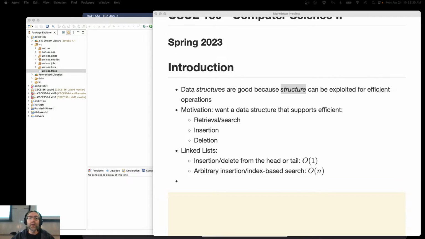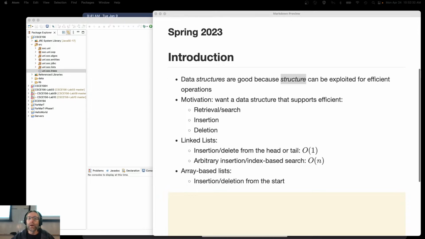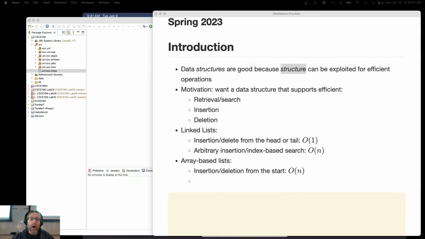Well, we also looked at array-based lists, right? And we made an immediate observation that these two situations are basically flipped, right? The insertion or deletion from the start is going to be an order n operation. The reason for that is that you have to shift things down, or shift them back up on a delete operation. And so that's going to be an order n operation, a linear operation. But an arbitrary index-based search is going to be an order 1 operation, right?